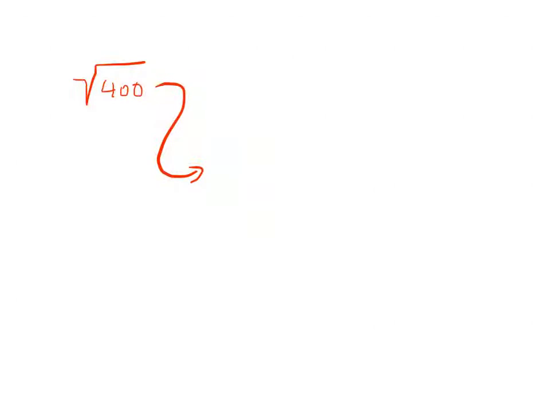Later on, if we get a square root of, say, 400, we can say, oh, that will be 10 times the square root of 4, which would be 2. 10 times 2 is 200. So there are ways that we can simplify this.